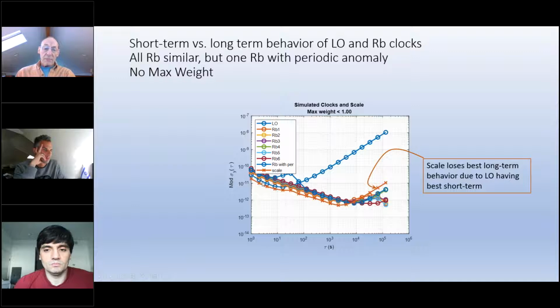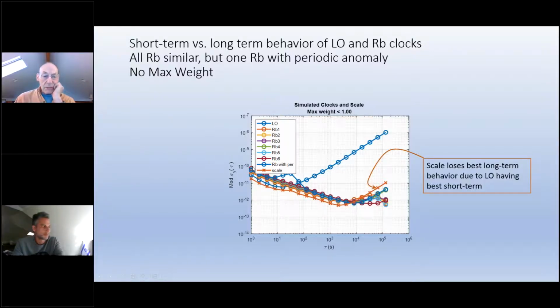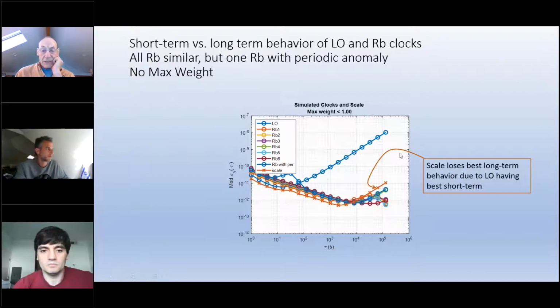And now if you wanted to combine a bunch of rubidiums with this local oscillator, and suppose one of the clocks is this rubidium that has a periodic error in the rubidium clock. This actually happened with a certain rubidium clock because of the way the rubidium clock works. I don't want to get into the details of that, but in short term, you would normally get 1 over the square root of all the rubidiums, as we saw previously.